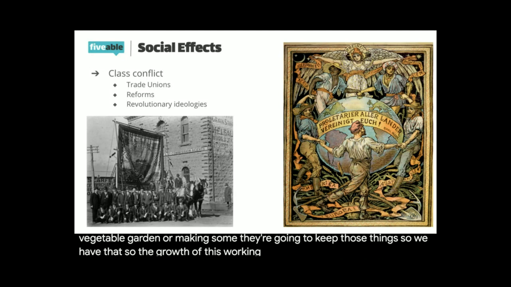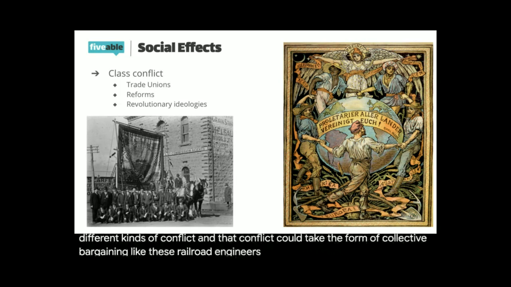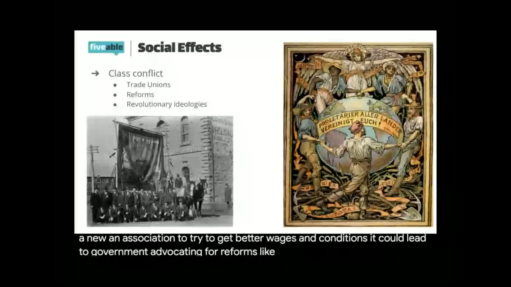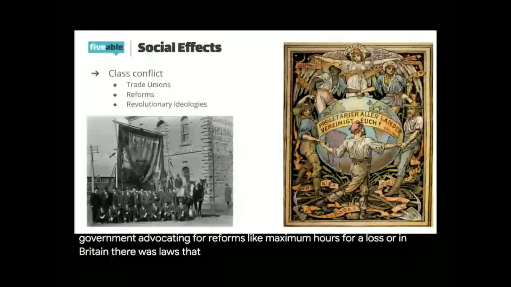So we have that. So the growth of this working class is going to lead to different kinds of conflict. That conflict could take the form of collective bargaining, like these railroad engineers from Australia, who are forming an association to try to get better wages and conditions. It could lead to governments advocating for reforms like maximum hours laws or child labor laws, or in Britain, laws that restricted the number of hours that women could work.